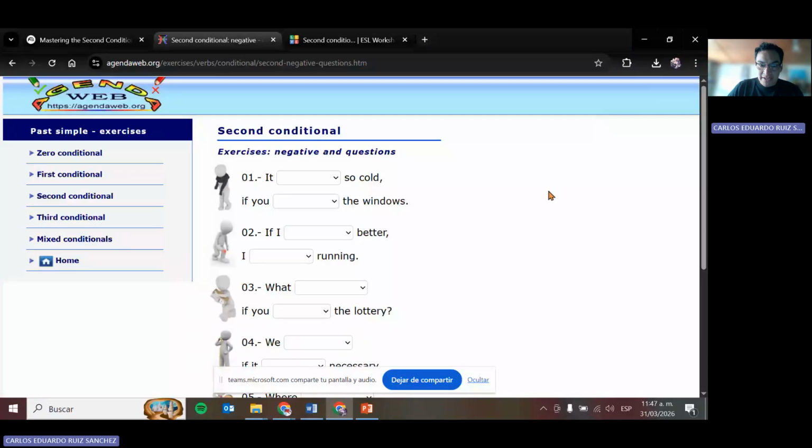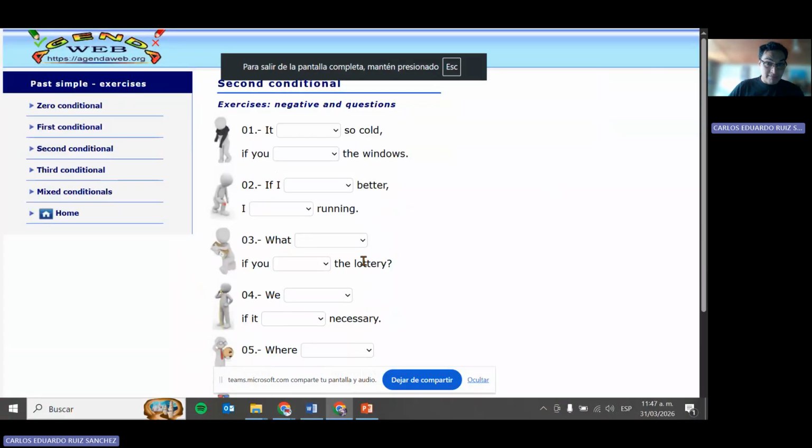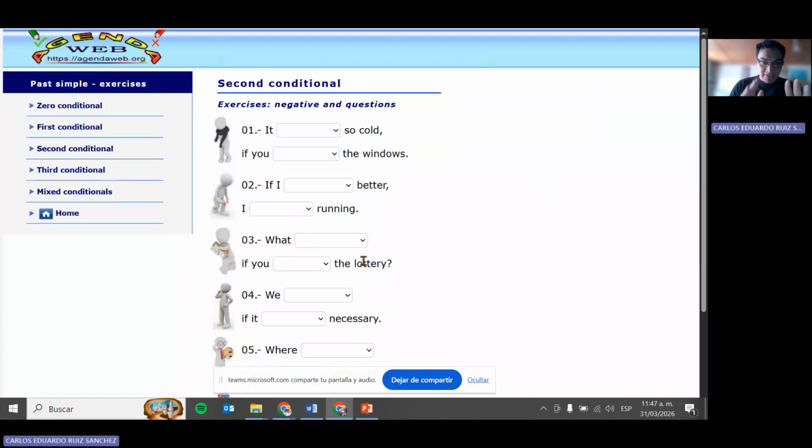Let's practice. Don't forget that this practice wouldn't be shared with you. I am going to share with you another practice, a different practice, okay? So we got the practice. Can you watch my screen? Yes, you can watch it. I hope that you watch my screen. So let me start with this second conditional practice.